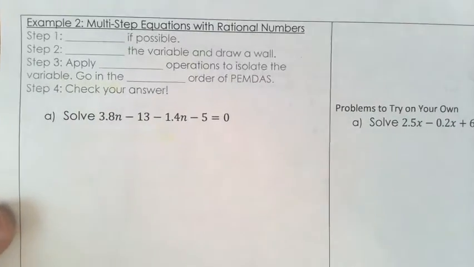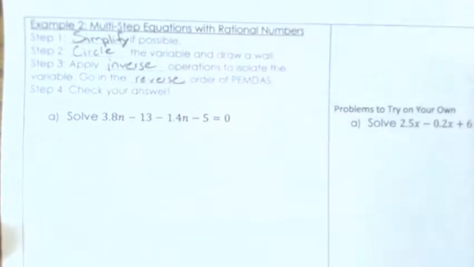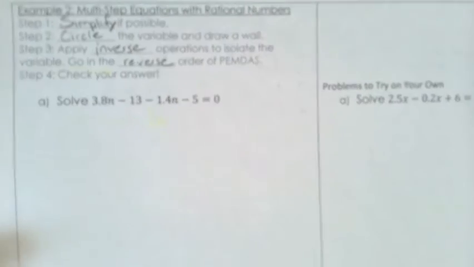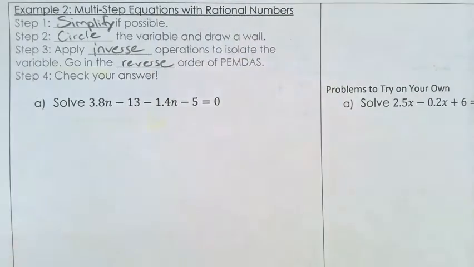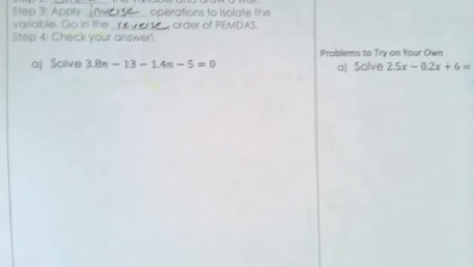Okay, let's look at the back. So the back, again, nothing new. It's just we're looking at bigger problems, more complex, putting everything we've learned this unit together. So again, these same steps of simplify, if possible, circle the variable and draw the wall. Apply inverse operations in the reverse order of PEMDAS and check your answer. So this time we're focusing on a little bit more complex equations, ones with rational numbers, which would be decimals and fractions. Let's take a look.